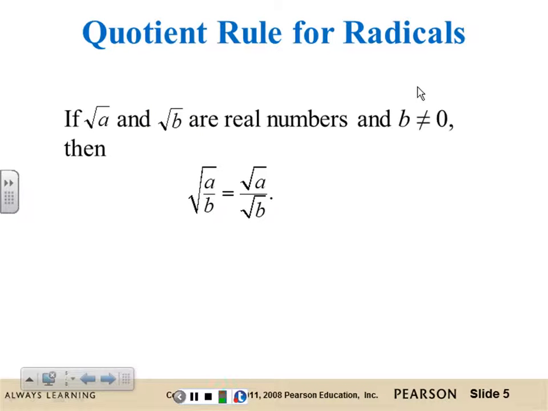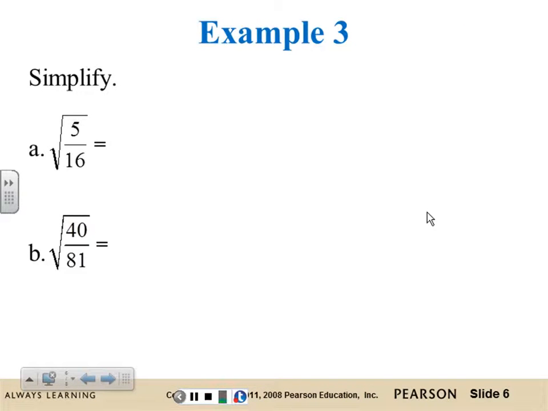Alright, so let's talk about the quotient rule. Same thing. If a and b are real numbers, and of course b cannot be 0 because we're talking about fractions, so your denominator cannot be 0, the square root of a over b is the same thing as the square root of a over the square root of b. So just like you can break something into its multiplication factors, you can also break something into its quotients. So let's look at this one.